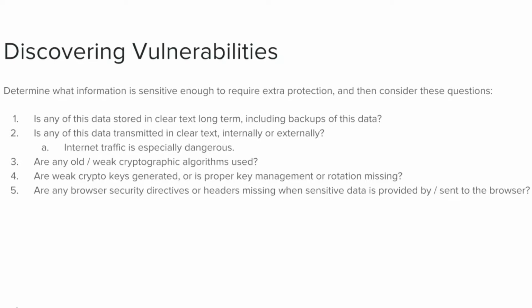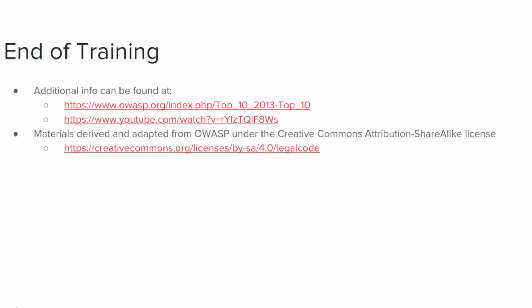Are any old, weak cryptographic algorithms used? Are weak crypto keys generated, or is proper key management or rotation missing? And lastly, are any browser security directives or headers missing when sensitive data is provided by or sent to the browser? This concludes the OWASP A6 Sensitive Data Exposure Training Module.